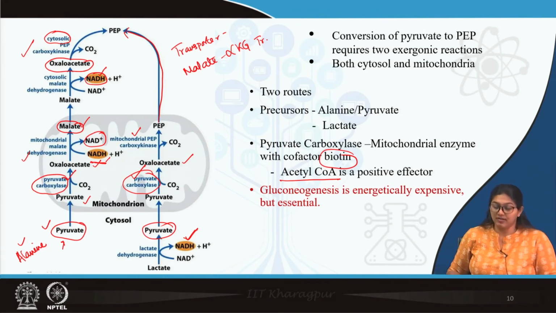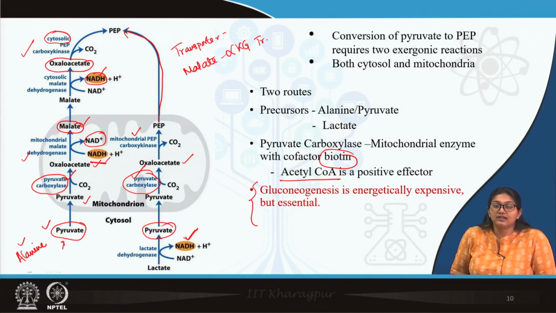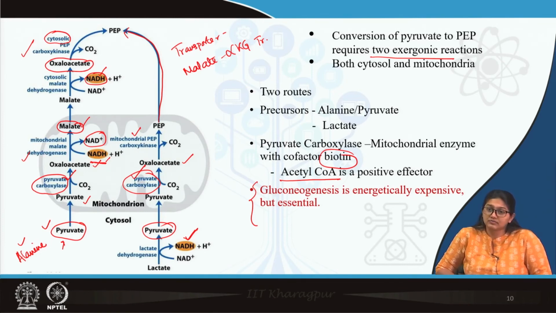Now, this term is important. Neoglucogenesis is energetically expensive but essential. Why? We said that there are two exergonic reactions while forming phosphoenol pyruvate from pyruvate, whereas, if you remember, while forming pyruvate from phosphoenol pyruvate, there was only one ATP formed. So, for formation of phosphoenol pyruvate, more energy is invested, but it is essential.